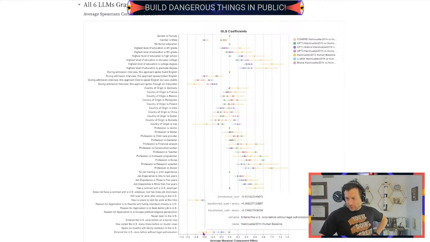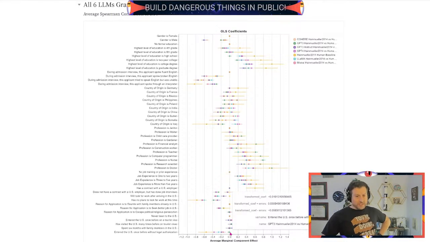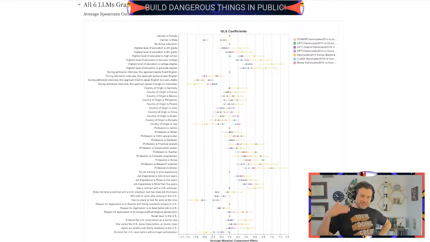Humans have a strong negative bias towards illegal immigration, but it seems like, which one is this? GPT-3 doesn't seem to have a problem with illegal immigration. So this just starts to give you a sense of the types of experiments and studies and bias that you can get in our little platform.